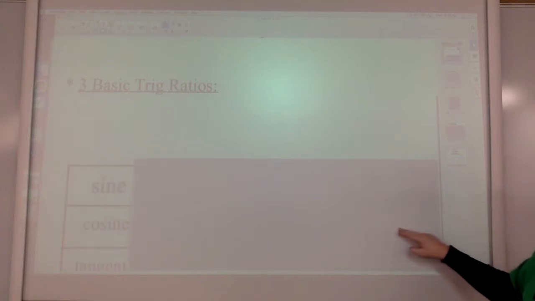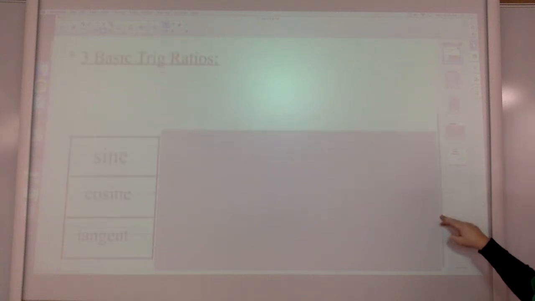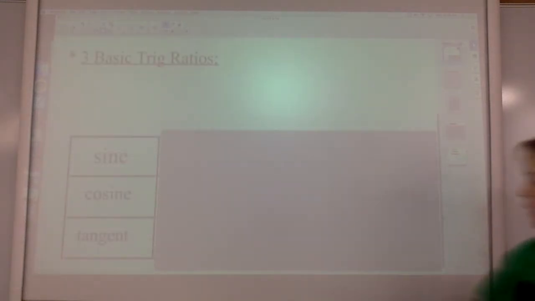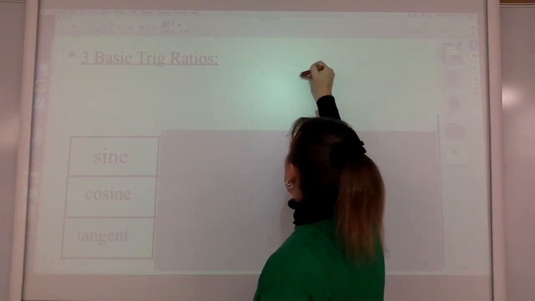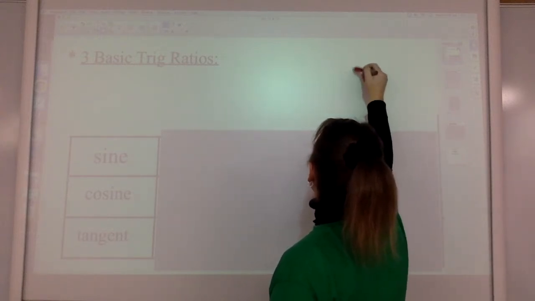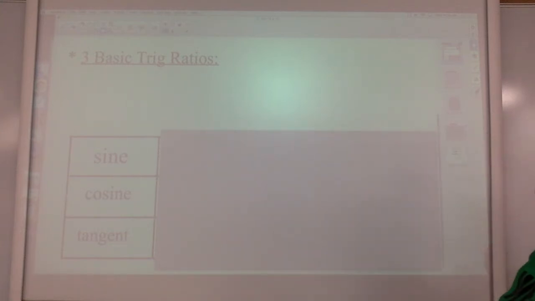You're going to make a little chart here. The first one is called sine. Second one is called cosine. And the third one is called tangent. You've probably seen these on your calculator.